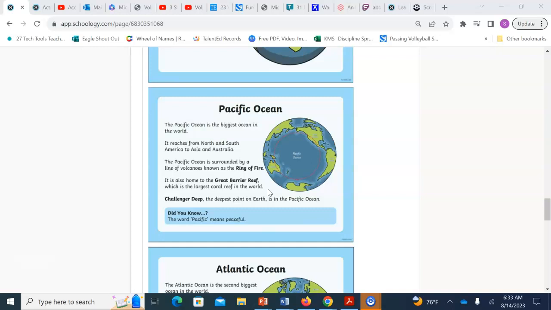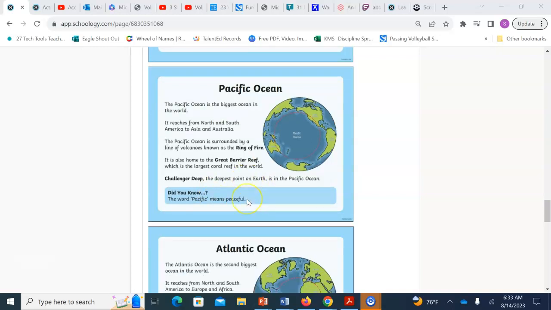It also is home to the Great Barrier Reef, and the Challenger Deep, the deepest point on Earth, is in the Pacific Ocean. The word Pacific actually means peaceful.